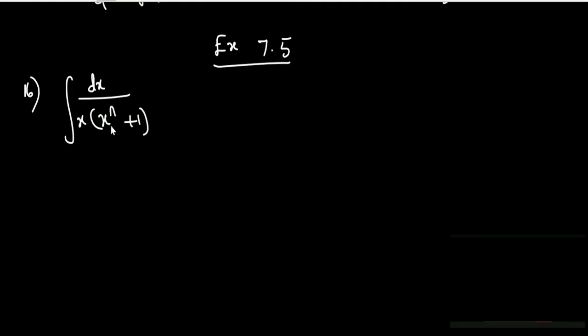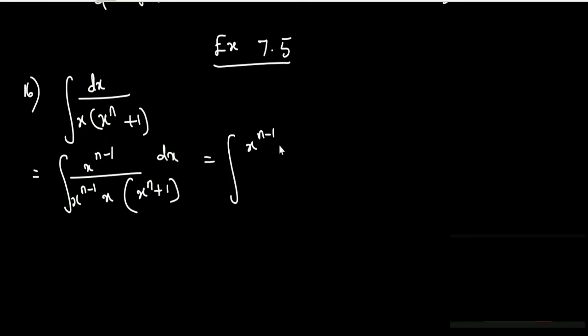So this we can use substitution method. Multiply by x power n minus 1 in the numerator and the denominator. The numerator remains the same. The denominator is x into x power n minus 1 will give you x power n. So x power n into x power n plus 1 dx.